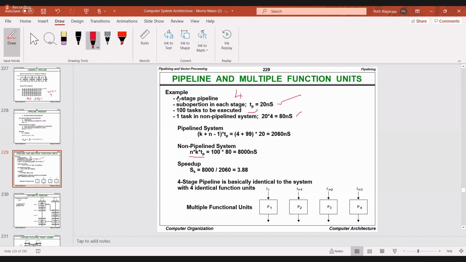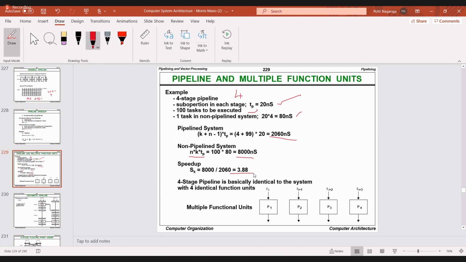Here k is 4 and n is 100 tasks, so 100 minus 1 is 99. So 4 plus 99 into tp, where tp is 20 nanoseconds. So 103 into 20 is 2060 nanoseconds, whereas non-pipeline is 8000 nanoseconds. Speed up ratio is non-pipeline to pipeline: 8000 nanoseconds in the numerator and 2060 in the denominator. So the speed up Sk is 3.88.